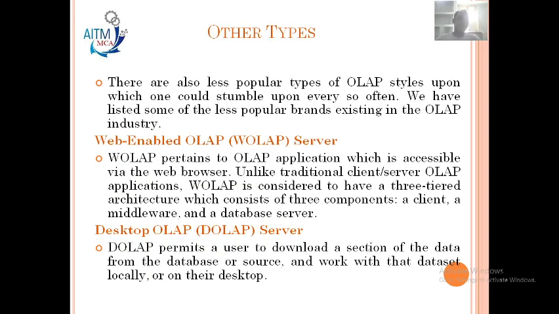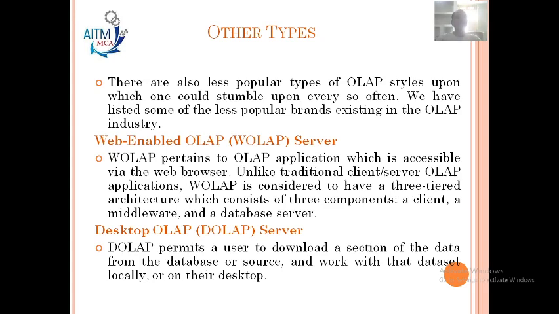Now, what are the other types of OLAP server models? One is web enabled OLAP, that is WOLAP server. Second one is desktop OLAP server, DOLAP. Here WOLAP pertains to OLAP applications which are accessible via the web browser. So we extract the information from the web browser. Got it? This is based on this server. We extract the information from the WOLAP servers.